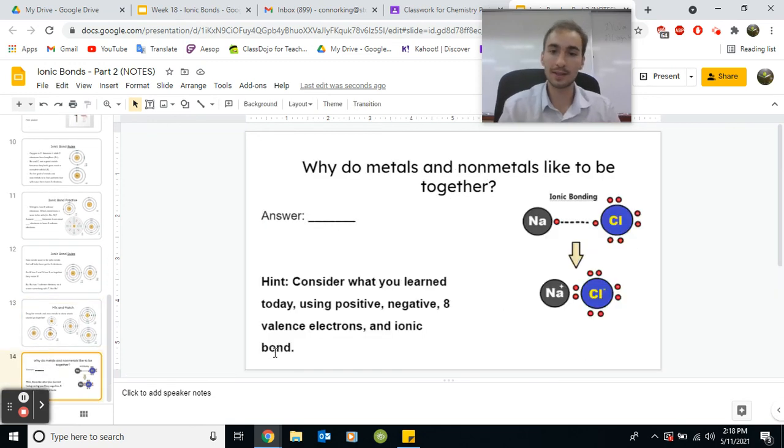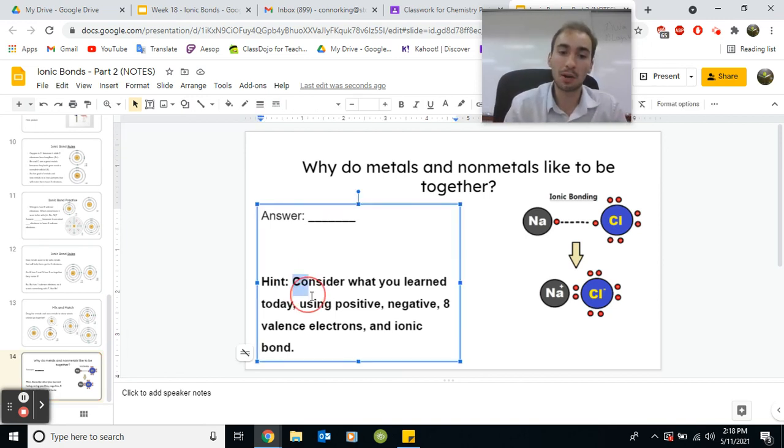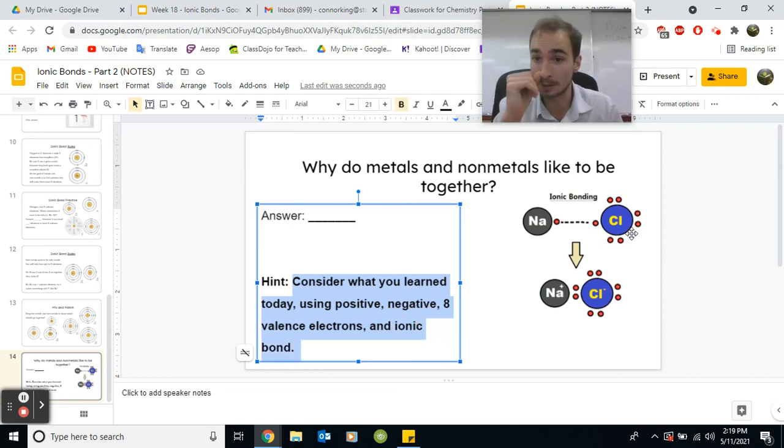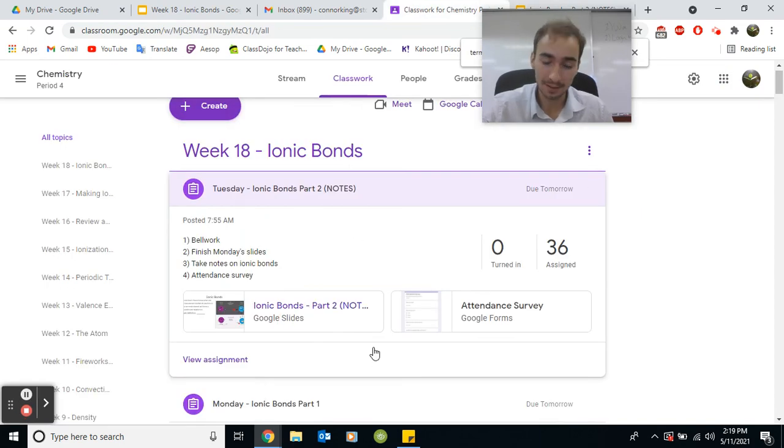Okay. Last thing, why? Why do metals and non-metals like to be together in ionic bonds? That's the last thing that you need to think about. Consider what you learned today. Use positive, negative, 8 valence electrons, and ionic bond in your answer to say why they like to be together. That's the last thing.